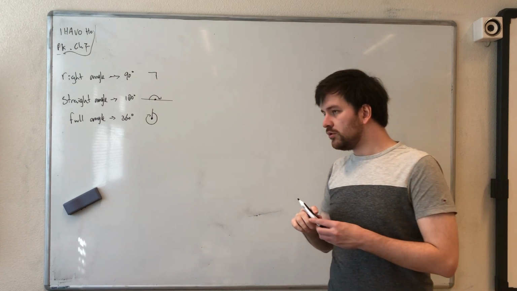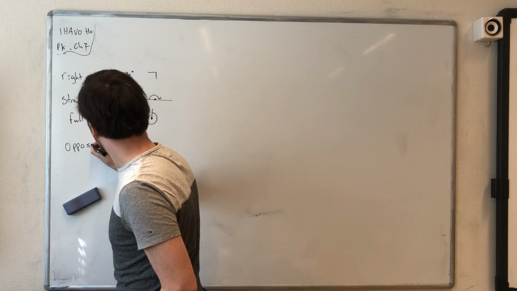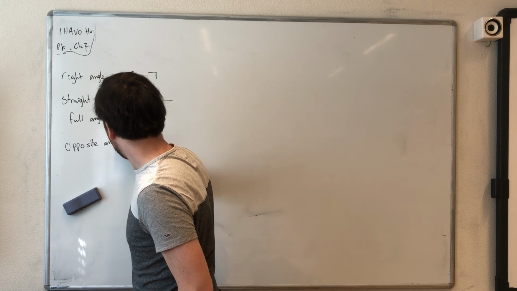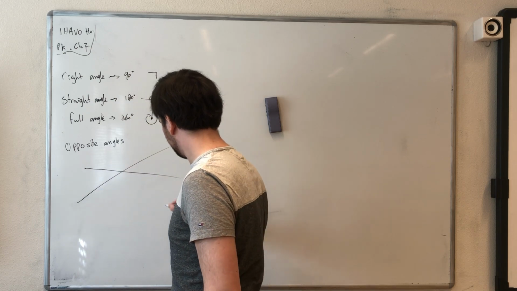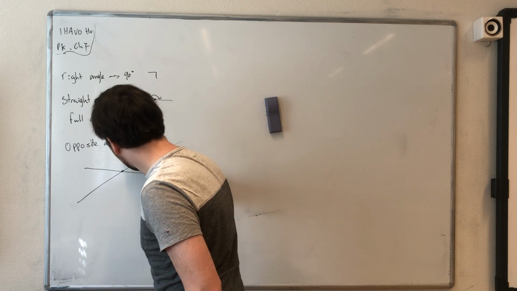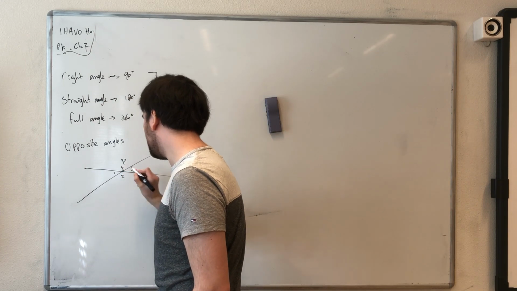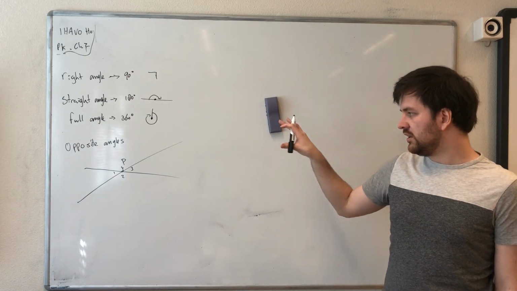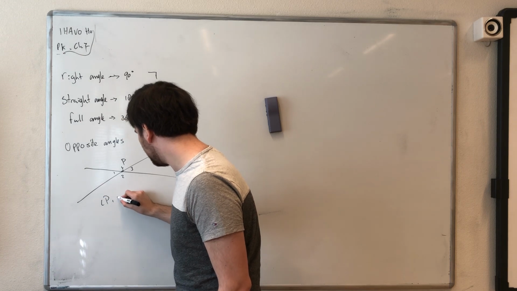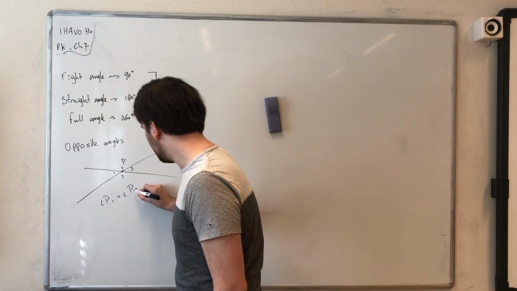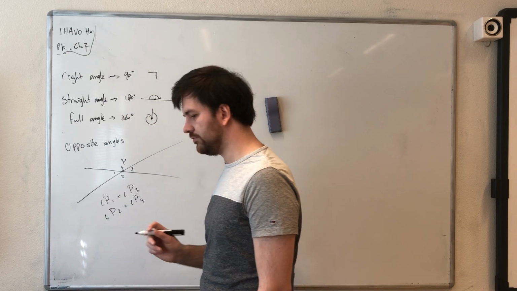Besides these, we also had another tool which we call opposite angles. Whenever you had opposite angles, you had two straight lines which intersected, for example, in point P. Let's give these angle names, P1 up until P4. Opposite angles tell you that angle P1 is the same as angle P3. Same goes for P2 and P4. Those were equal.